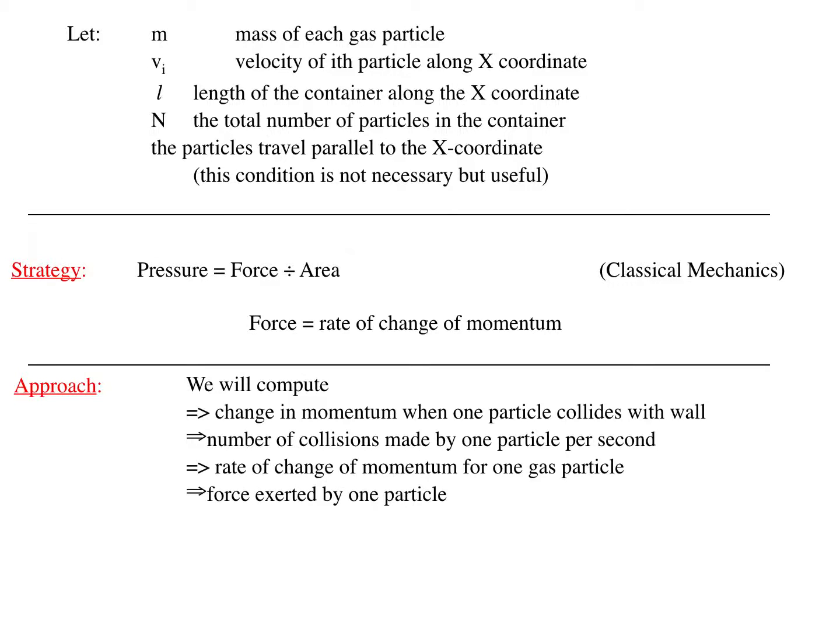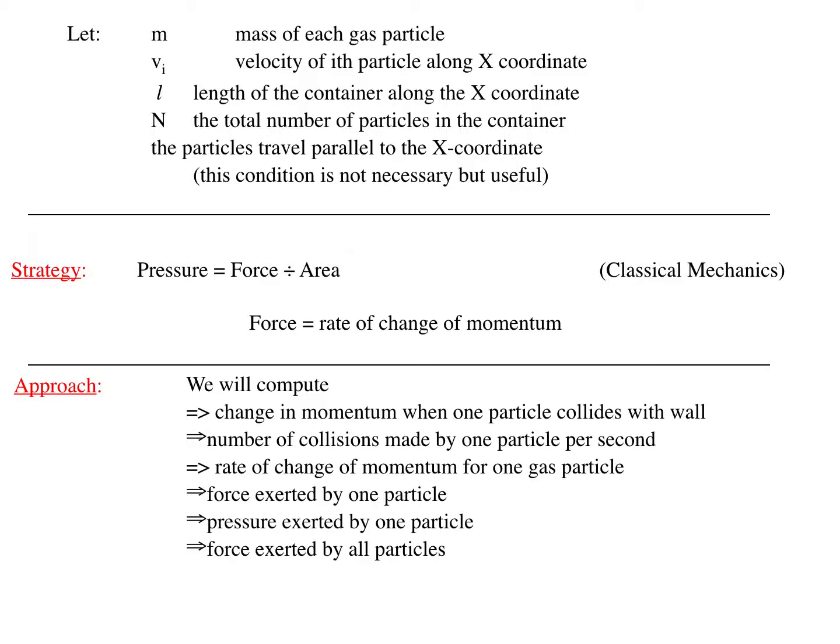Then from the rate of change of momentum, we can calculate the force exerted by that one particle using the above equation that we described from Newtonian mechanics. Since we know the force exerted by one particle, we can calculate the pressure exerted by one particle because we know the area of cross-section of the vessel. Once we figure out the pressure exerted by one particle, we can now readily calculate the force exerted by all particles.